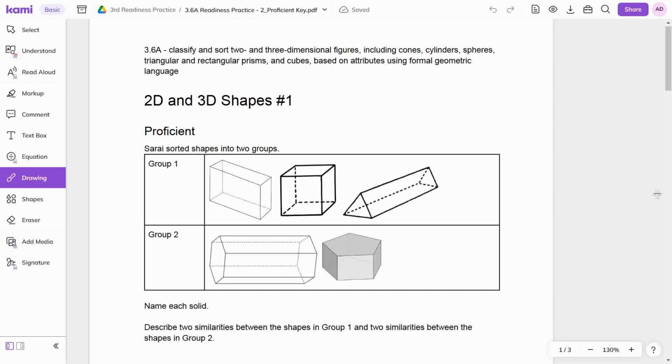Today we are looking at 2D and 3D shapes. This is 3.6a Readiness Practice Proficient version.